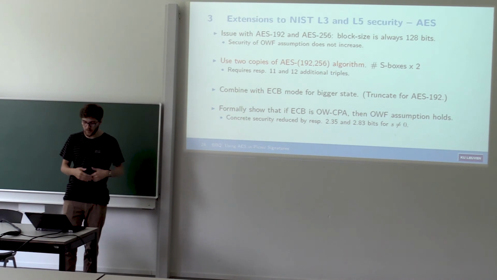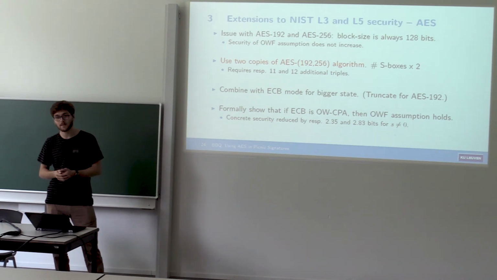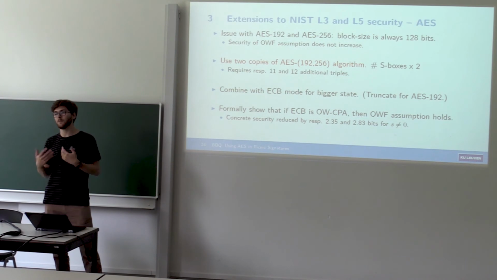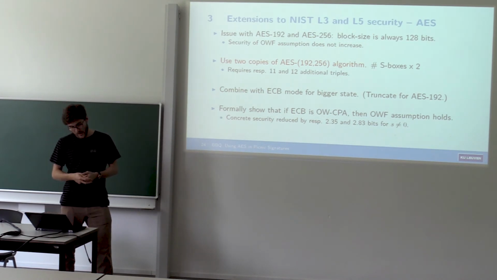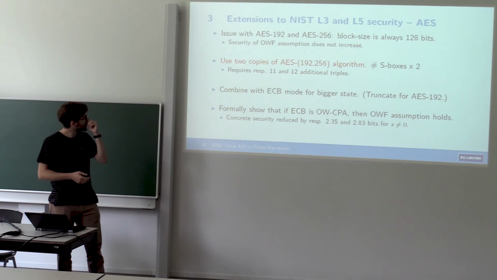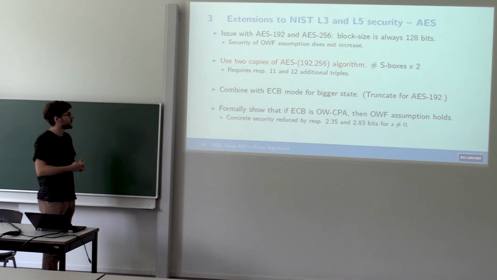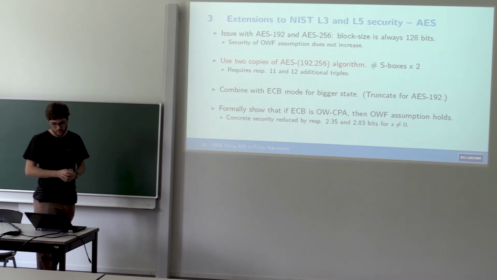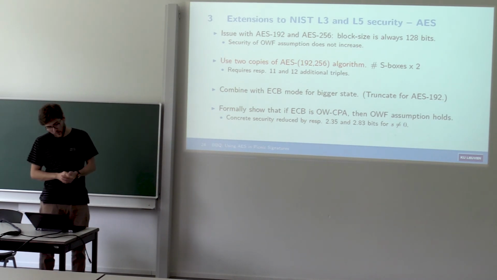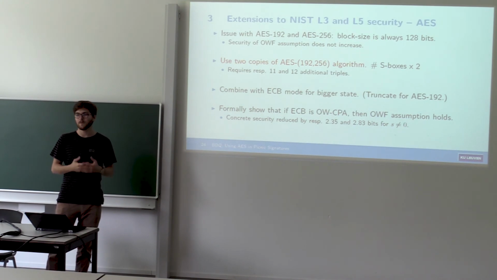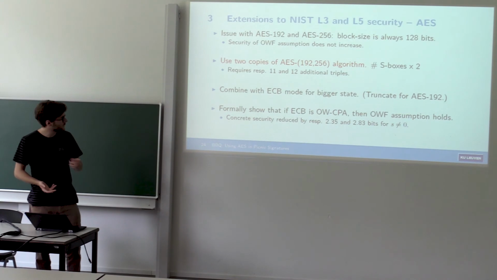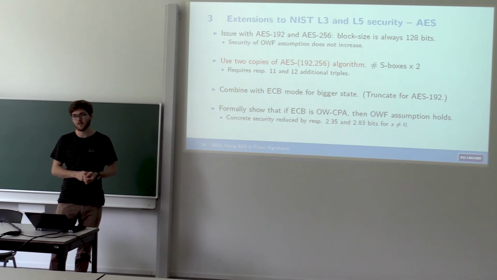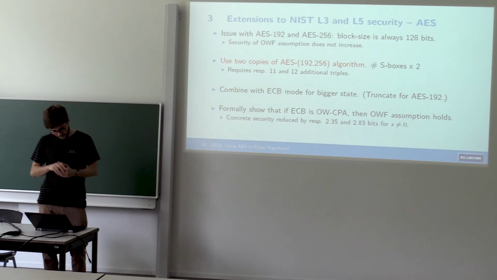So what we have to do is use 2 copies of AES. So our number of S-boxes goes up, the proof size goes up, and we need slightly more additional triples. To get a bigger state, we combine them in ECB mode, which we truncate for AES-192. Now, people will say ECB mode is not a PRF. Of course it's not. But we can still show that we can reduce to the one-way CPA assumption on the ECB mode, which holds.